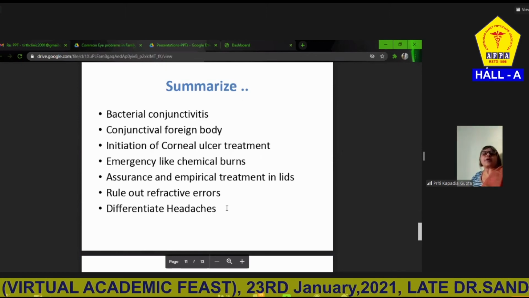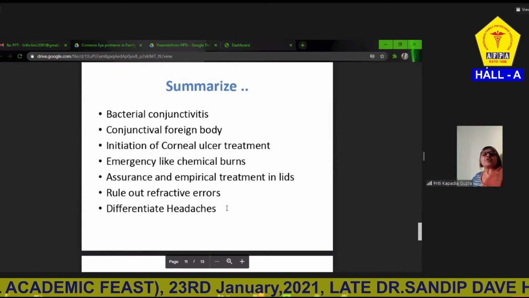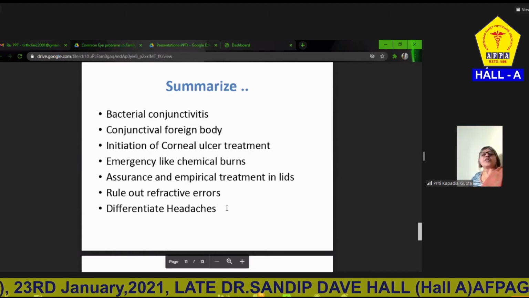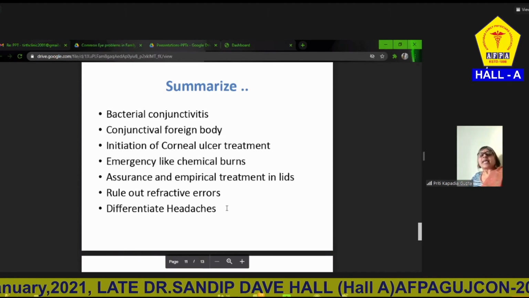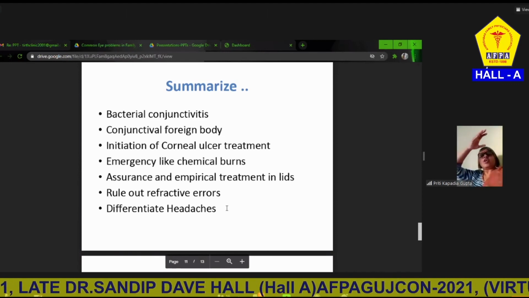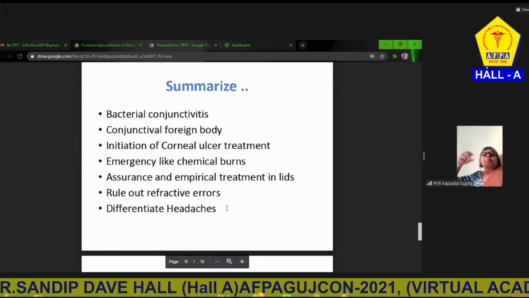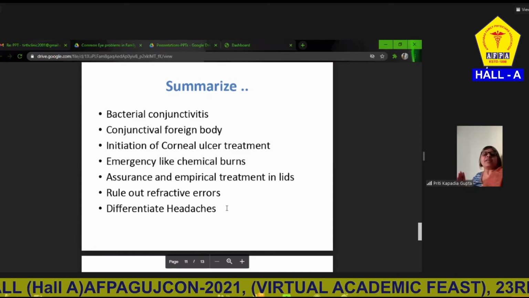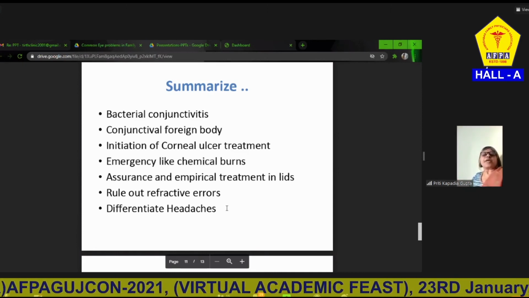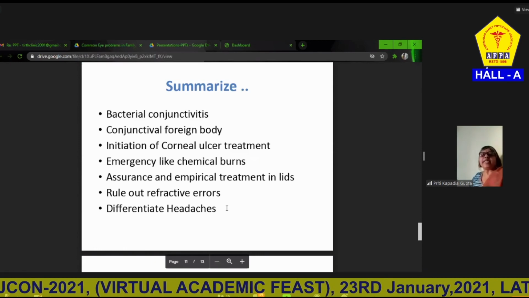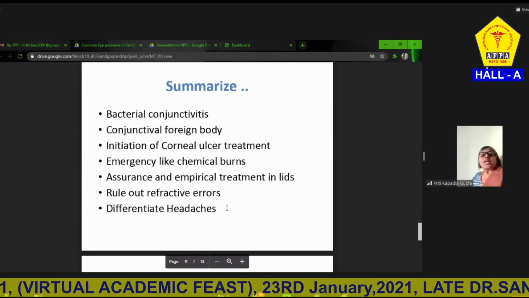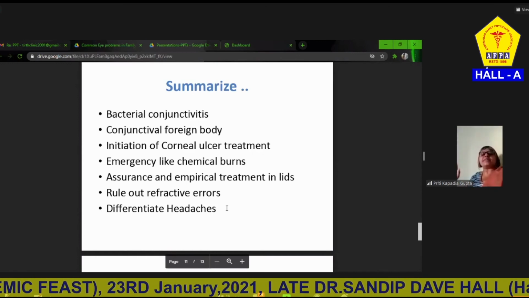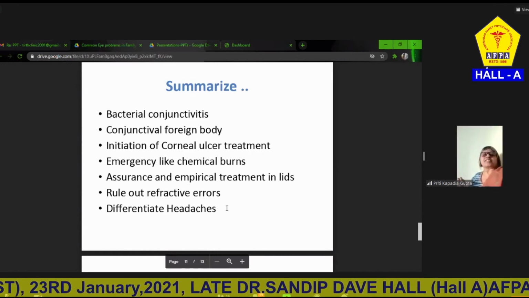I'm very particular about that. So we summarize that: bacterial conjunctivitis, conjunctival foreign body, initiation of corneal ulcer treatment, and emergencies like chemical burns where you can give a lot of wash with free flow through an IV set for quite some time, about half an hour. You can reassure your patient, give an empirical line of treatment for styes, as I suggested. You can rule out refractive errors, and you can even differentiate headaches. There are a lot of things you can do to help your patients. Next.